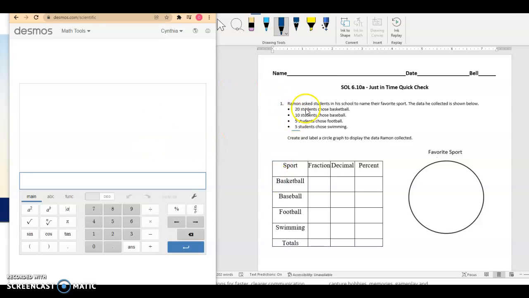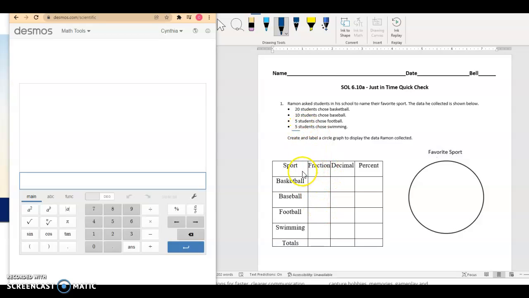Alright, so here's how we are making circle graphs in class, in case you missed it. And some of you did. So, here we go. Here's the worksheet we did, SOL 6.10, just-in-time quick check. Ramon asked students in his class to name their favorite sport. The data he collected is shown below. 20 students chose basketball, 10 chose baseball, 5 students chose football, and 5 chose swimming. So we have to create and label a circle graph to display the data Ramon collected.